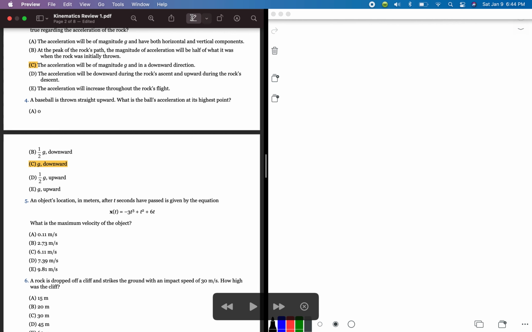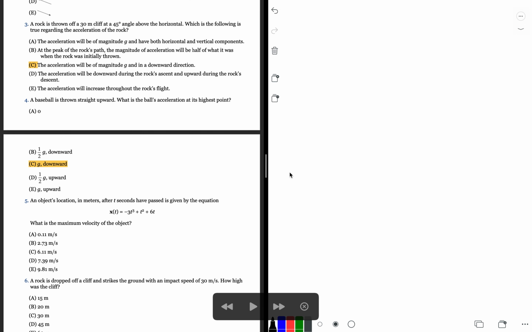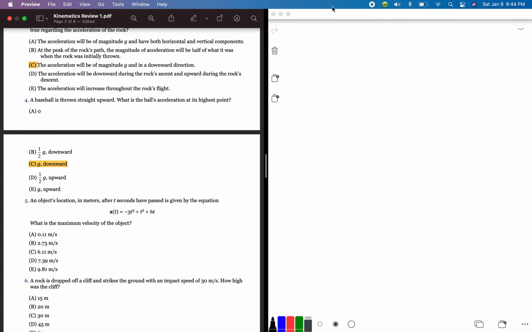And it must be downward or else the ball would accelerate upward past its maximum point, which doesn't make sense because then it wouldn't be its maximum point.